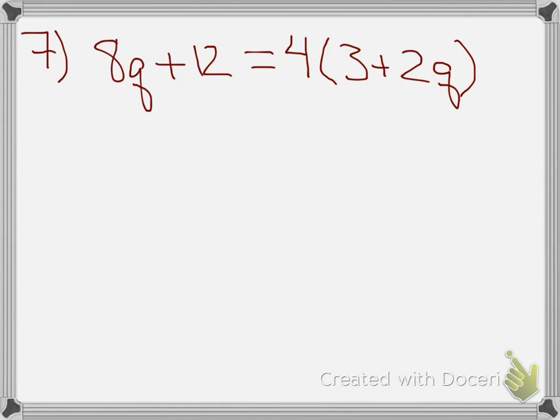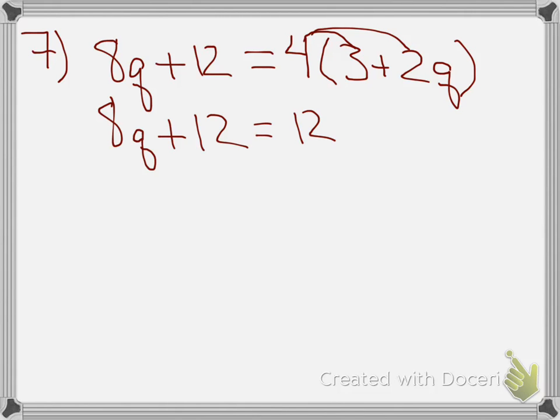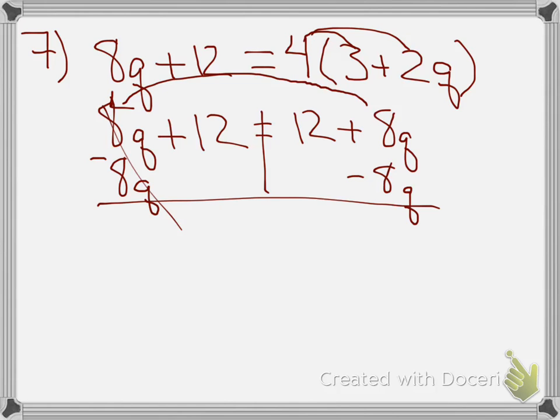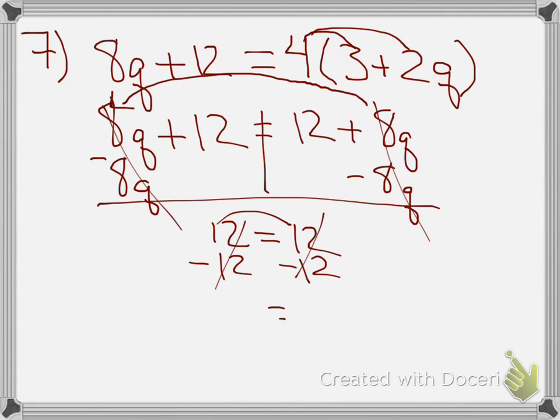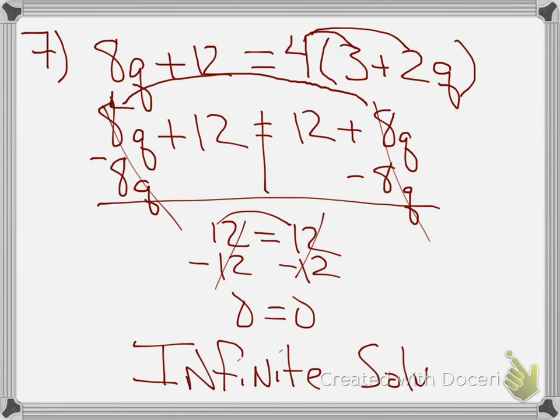Pause that. Okay, on number 7, I need to distribute first. So I'm going to distribute the 4 and get 4 times 3 is 12, and then 4 times 2 is 8. Now again, notice here they're pretty much basically the same. 8q plus 12, 12 plus 8q, which should tell me it should be infinite solutions. But I'll go ahead and finish it out, and you can kind of see that's what's going to happen. So 0 equals 0 means infinite solutions.